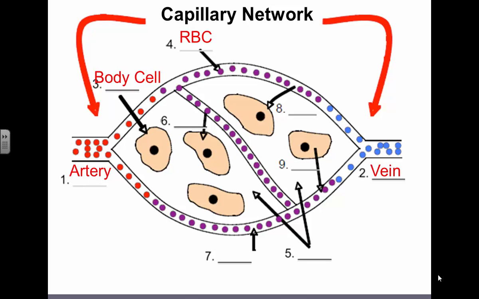Now that leaves us with number 5. Number 5 is pointing to all this space that is around these body cells. Now it's not just like air, it's not empty space there. What are all of our body cells surrounded by? It's a word we've used in another body system. It has a name. Charming, what are you going to say?